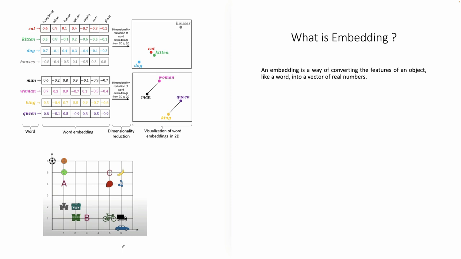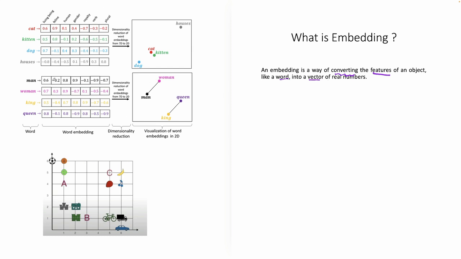So embedding is a way of converting the features of an object, like a word, into a vector of real numbers. Now this is quite a theoretical definition. The main thing is converting the features of an object, like a word, into a vector. A vector you can think of as nothing but numbers. We will understand vectors in more detail, but for now just understand it is nothing but some numbers.